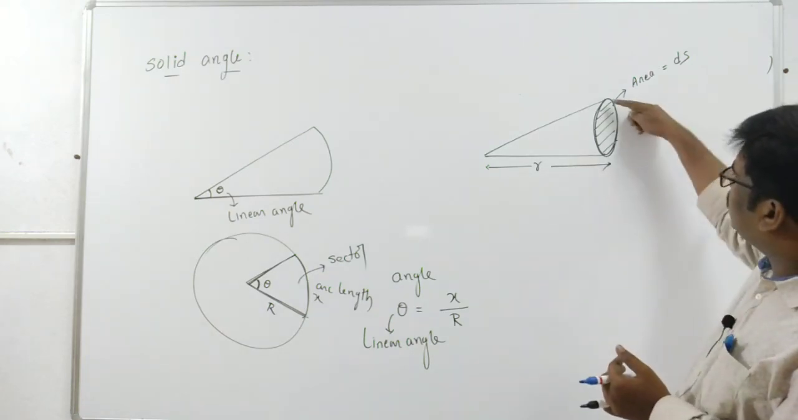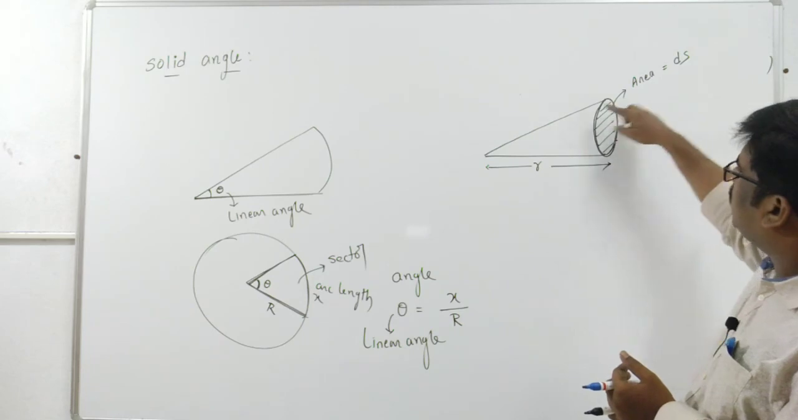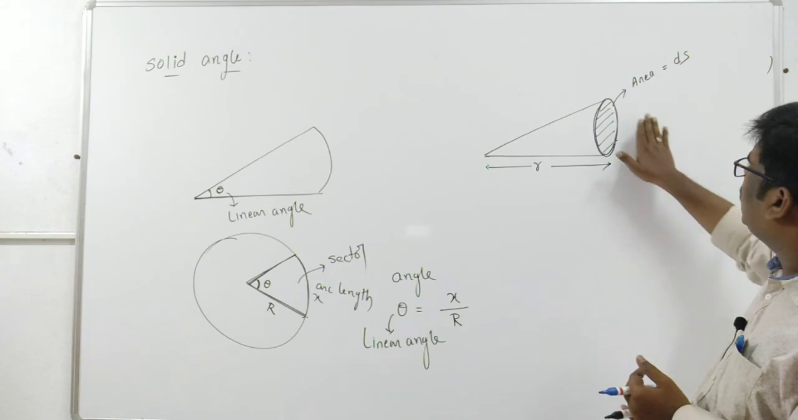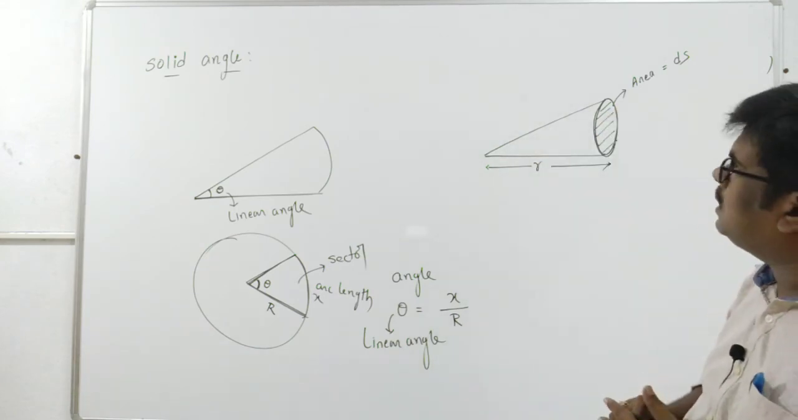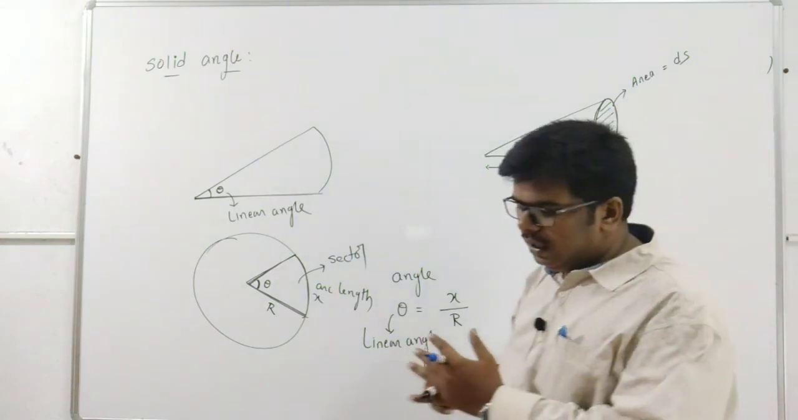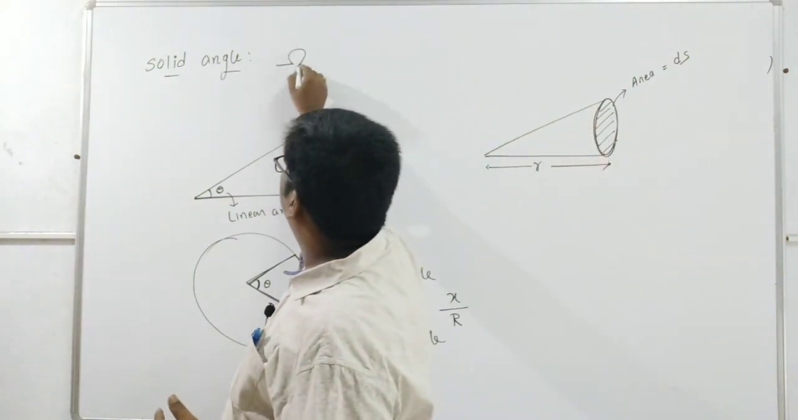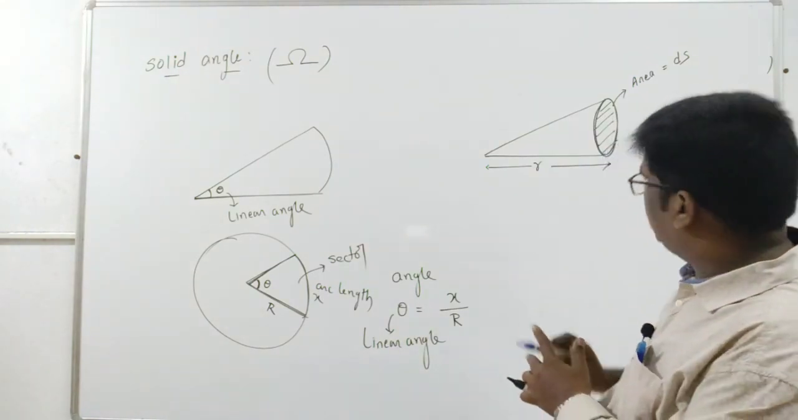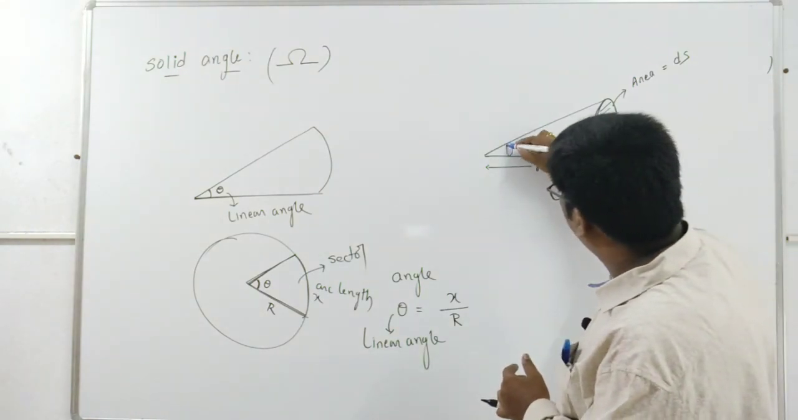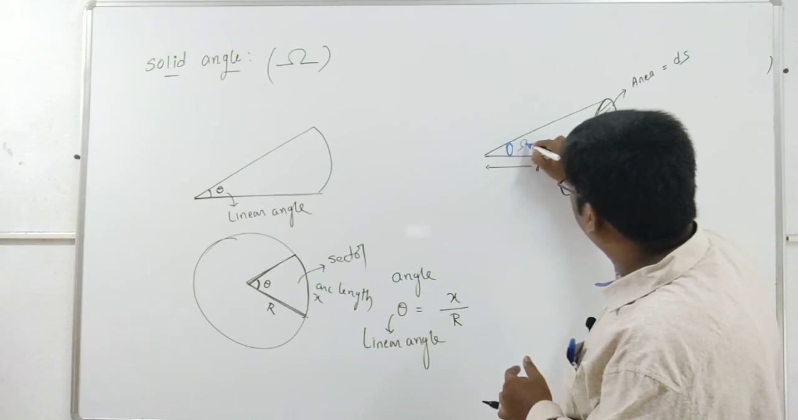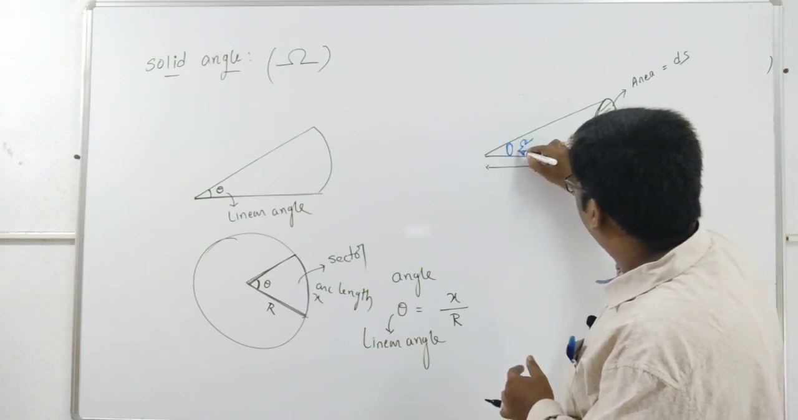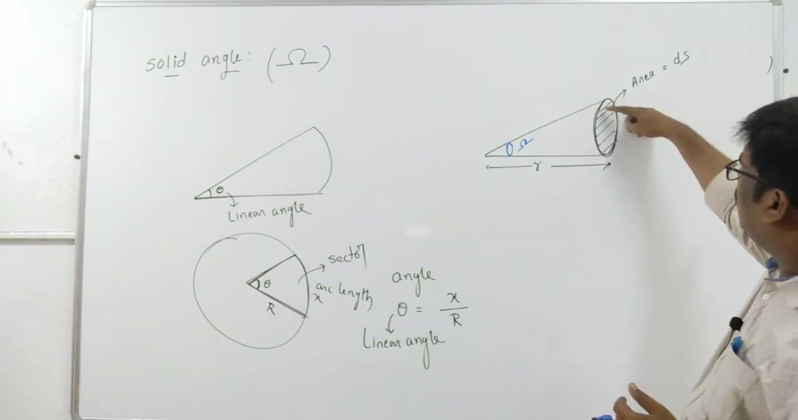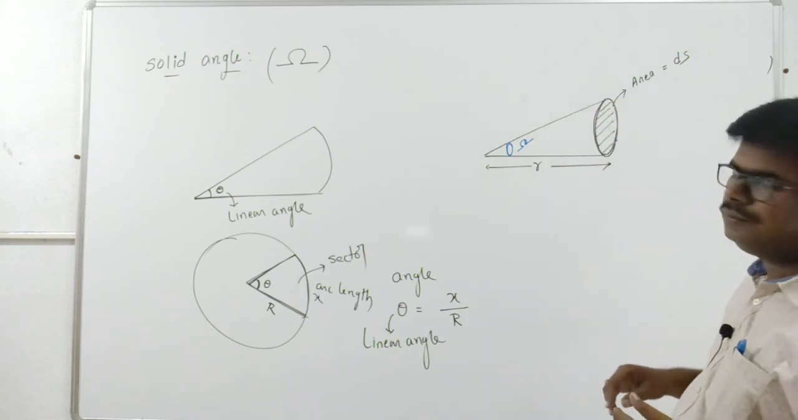So this lateral surface, how much angle does it make at its vertex? The angle made by the lateral surface at its vertex is called the solid angle. It can be represented with omega. So the solid angle omega, how can we write it? This is the solid angle omega, that is nothing but the angle made by the lateral surface of the cone.